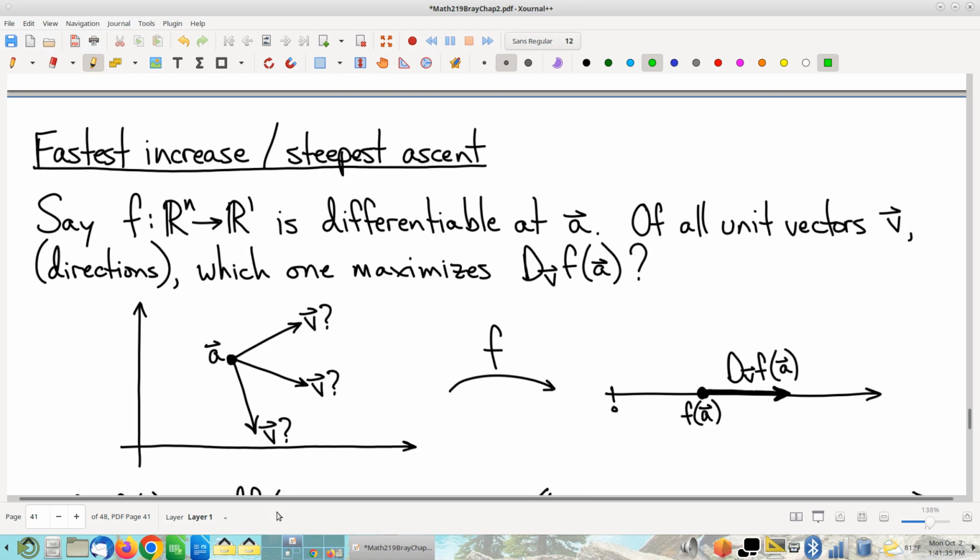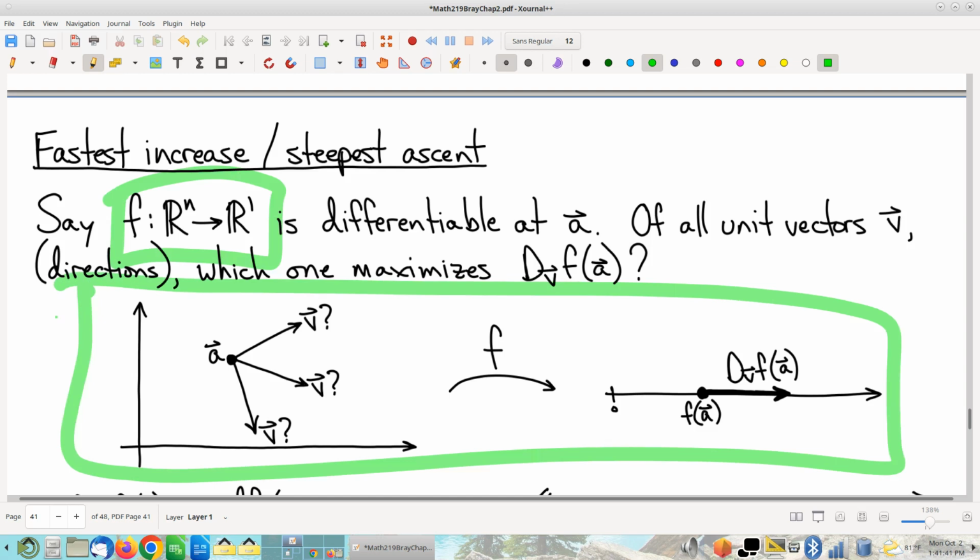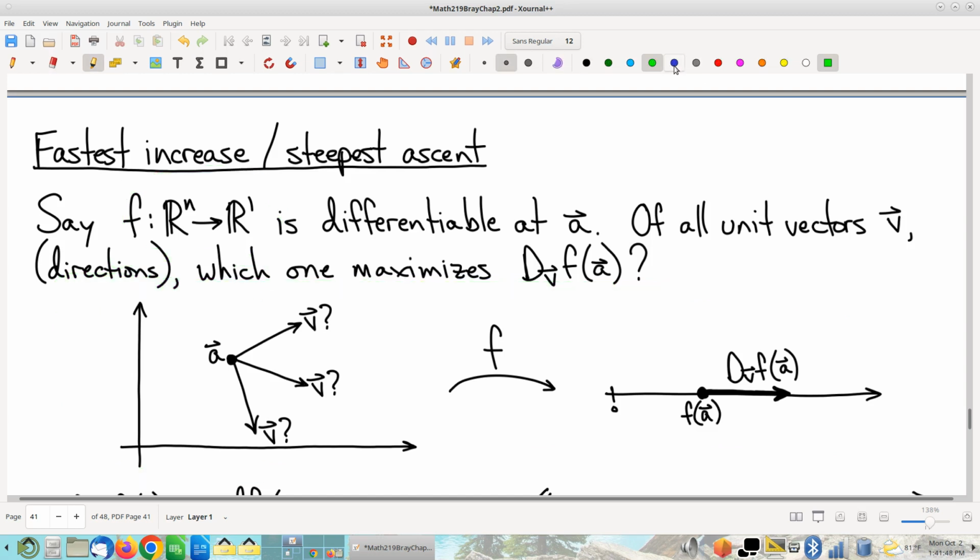Here's the first one. So you see we've got a function here, and I've drawn what I like to call the literal picture, right? So you can see the domain, you can see the target. And the question I ask is, supposing that I am at some point A, and supposing that I am entertaining all possible directions from A that I could start moving. Now, of course, for any given direction that I start moving, the function's going to be changing, and in particular, there will be an associated directional derivative representing how fast the values of the function are changing.